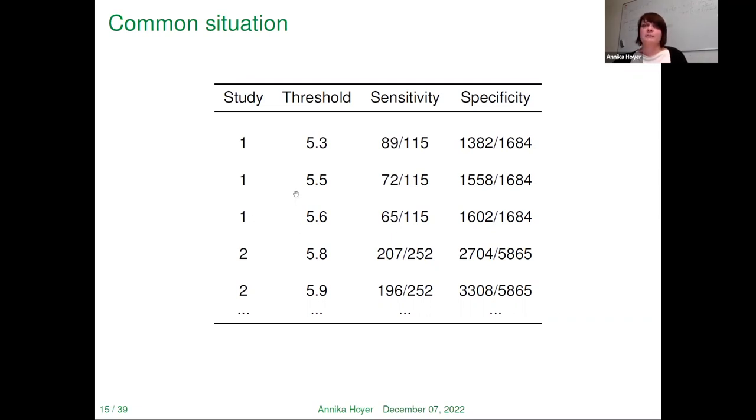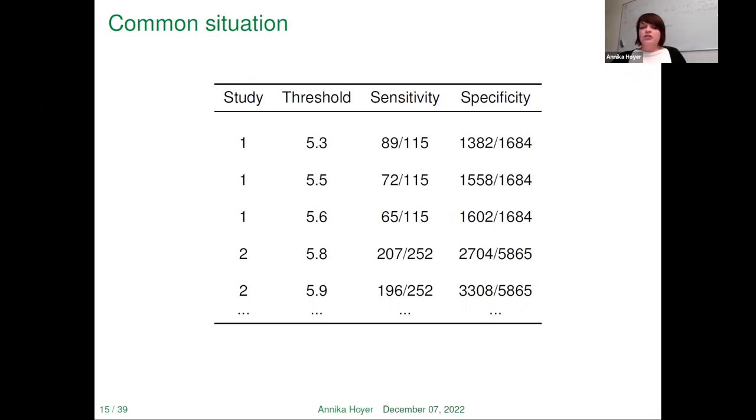And this is the information we get from a statistical point of view, as database. We have our studies, study one, reporting on three different thresholds ranging from 5.3 to 5.6. And to each of the thresholds correspond a sensitivity and a specificity. In the single studies, then our ROC curve would be plotted, and then a decision would be made which diagnostic threshold should be used in practice.